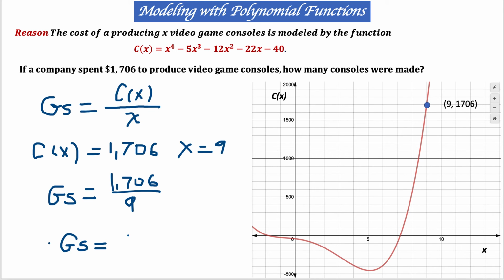gives 189.55. But because we can't have a fraction of a console, we need the exact number, so I round this to 189. So for $1,706 the company is going to produce 189 game consoles.